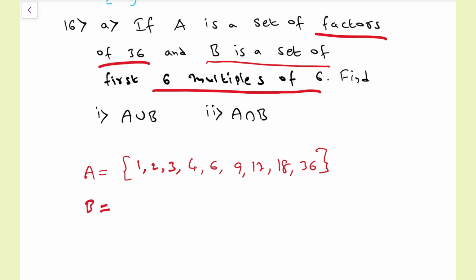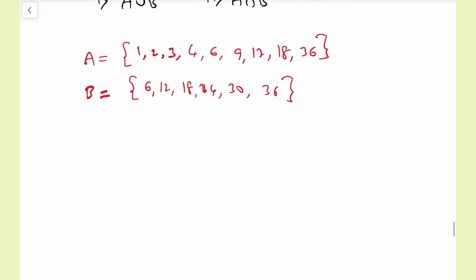Then set B equals 6 multiples. So 6 table, 6 1s are 6, 6 2s are 12, 6 3s are 18, 6 4s are 24, 6 5s are 30, 6 6s are 36. Because he is asking just 6 multiples only. Then he is asking us to find out A union B as well as A intersection B. So let us find it out.